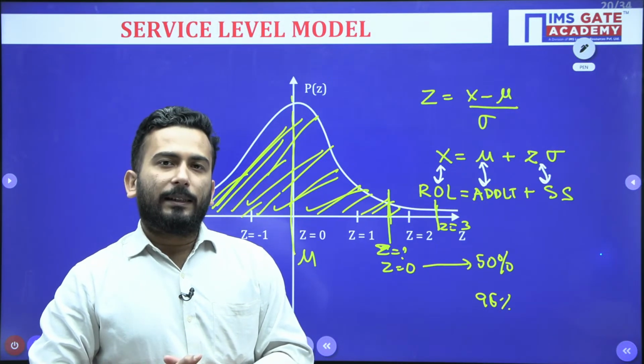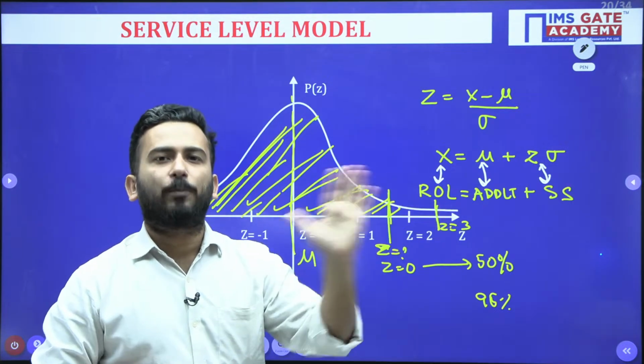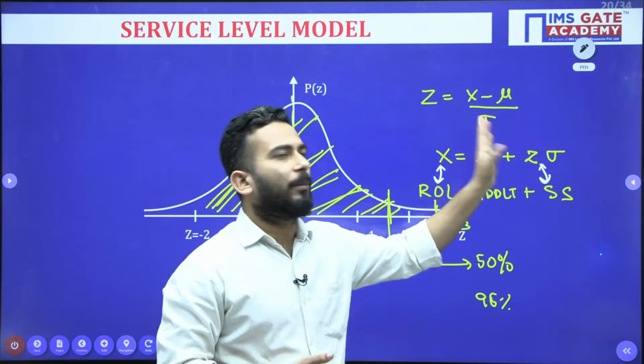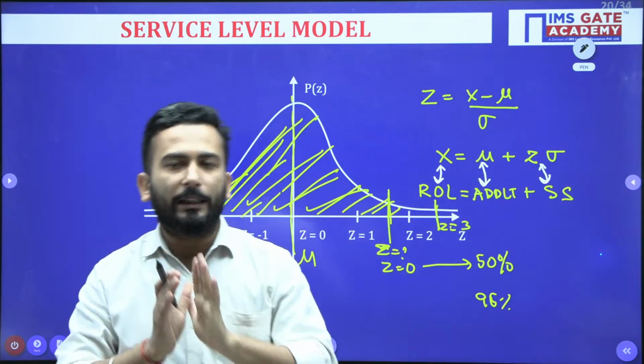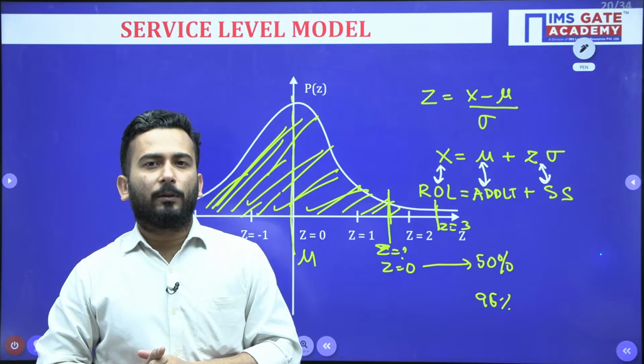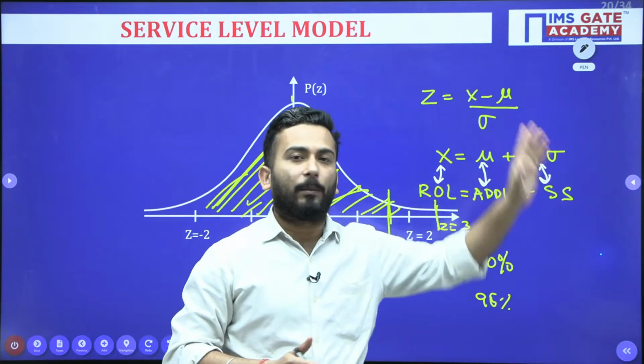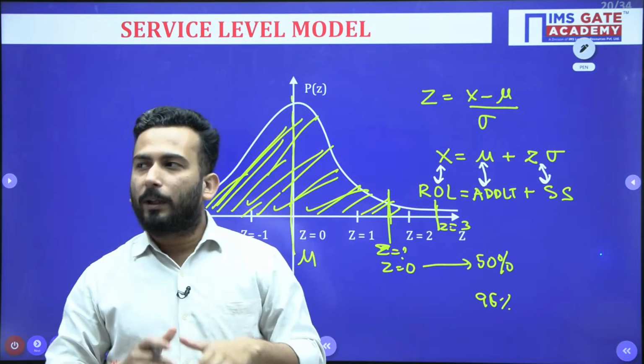So my dear friends, in the exam if they give you a 95% service level, they will give you the corresponding Z value, and from there you will be able to find Z. That is not the issue. That is not at all the bigger issue. So sir, what is the bigger issue? The bigger issue is, what is sigma now?